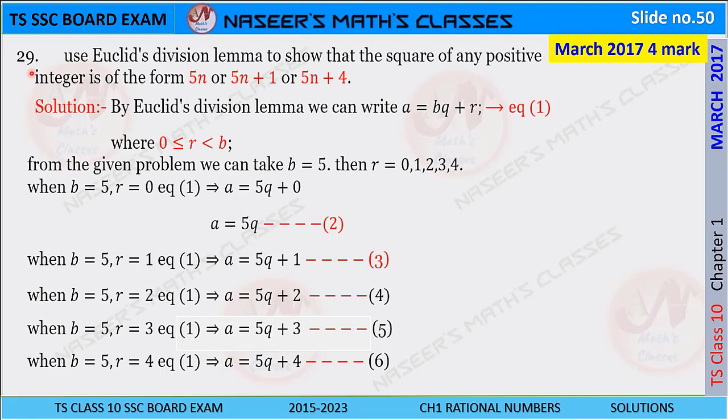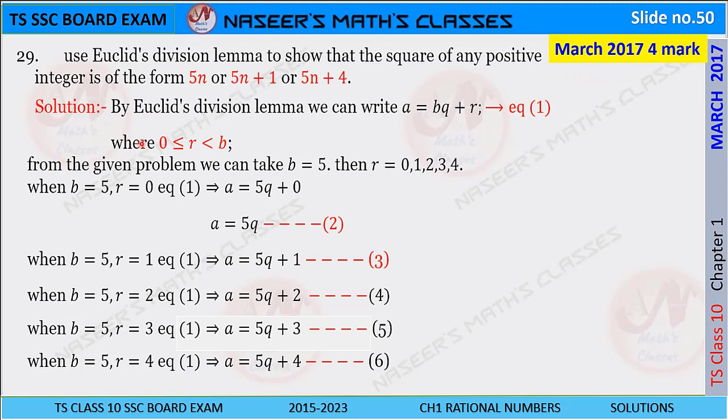To solve the 29th problem: use Euclid's division lemma to show that the square of any positive integer is of the form 5n or 5n plus 1 or 5n plus 4, for 4 marks, March 2017.